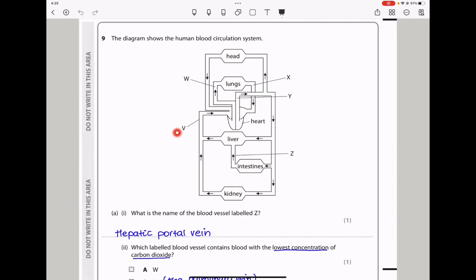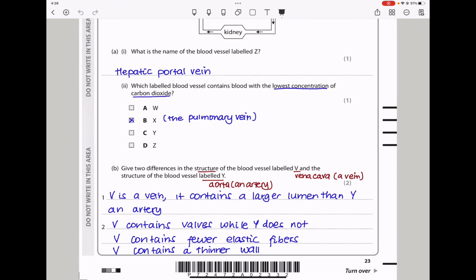Blood vessel V is the vena cava, which is a vein, and blood vessel labeled Y is the aorta, which is an artery. So the vena cava being a vein, it has valves and it has a wider lumen. The aorta has a smaller lumen and it doesn't have valves. The aorta also has more elastic fibers and its walls are thicker in comparison to the vena cava. So I said V is a vein. It contains a larger lumen than Y, which is an artery. V contains valves, while Y does not. V contains fewer elastic fibers, and V contains a thinner wall.